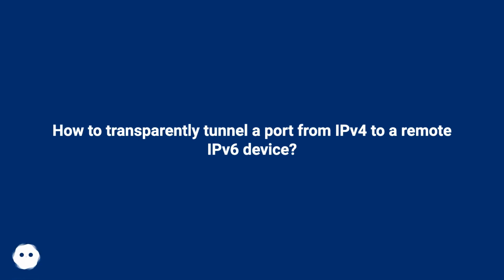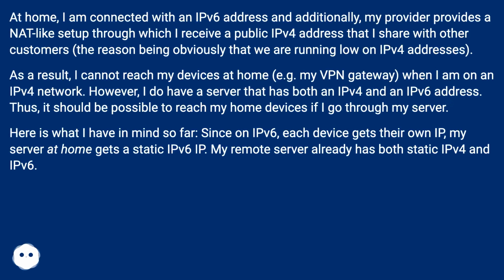How to transparently tunnel a port from IPv4 to a remote IPv6 device. At home, I am connected with an IPv6 address, and additionally, my provider provides a NAT-like setup through which I receive a public IPv4 address that I share with other customers, the reason being obviously that we are running low on IPv4 addresses. As a result, I cannot reach my devices at home, e.g. my VPN gateway, when I am on an IPv4 network.